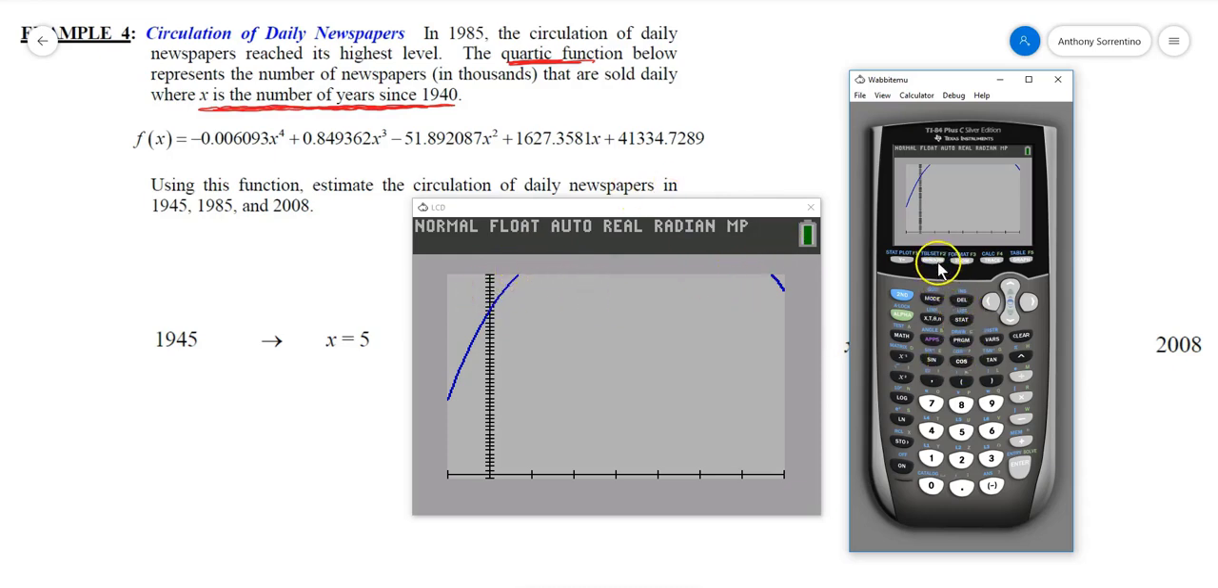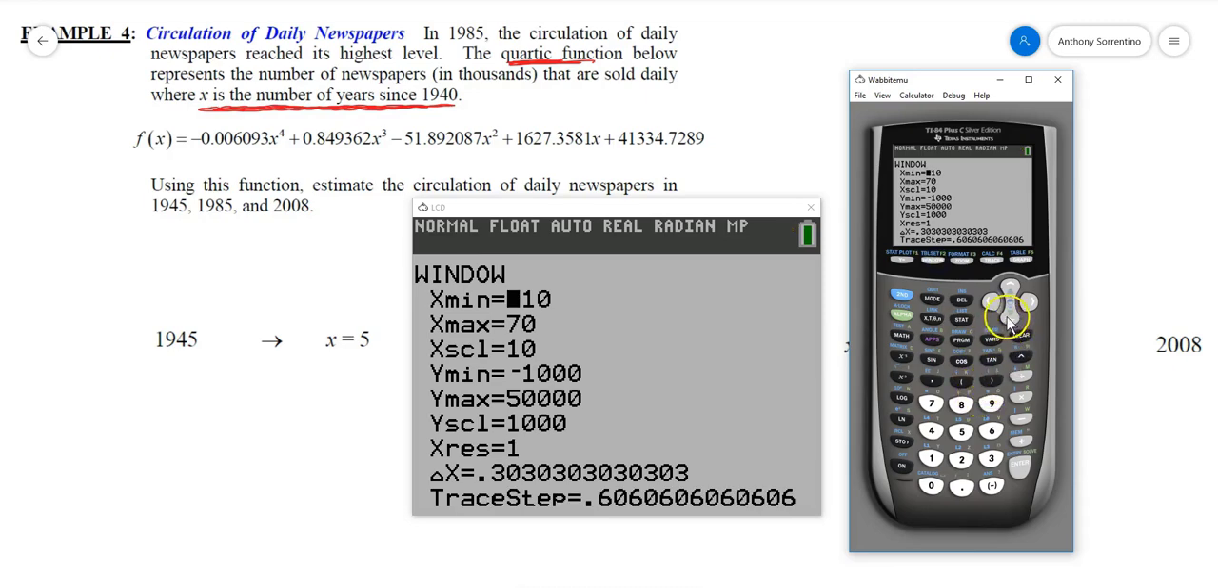So I might want to make my window go a bit further. Maybe make this 100,000. And maybe make this go by 10,000s instead.